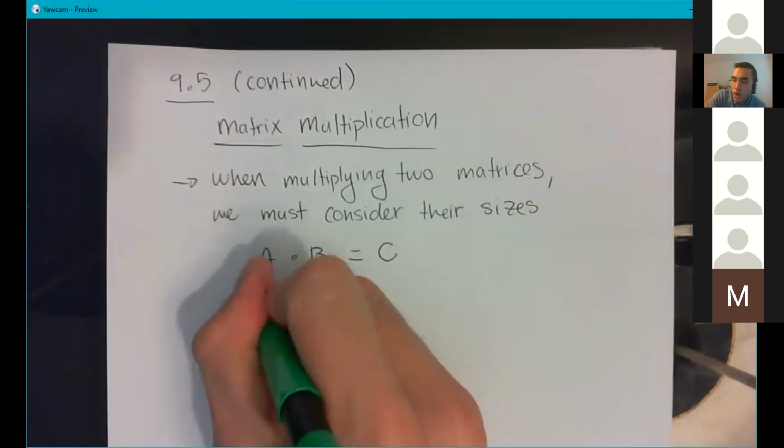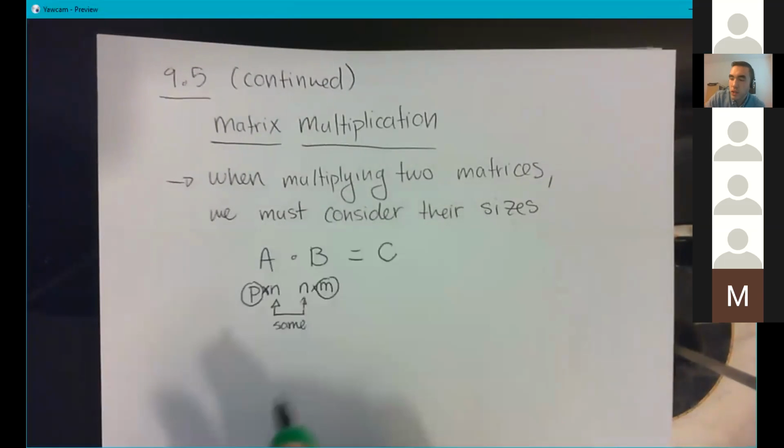These outside terms right here, that's going to tell you how big the final matrix C is going to be.